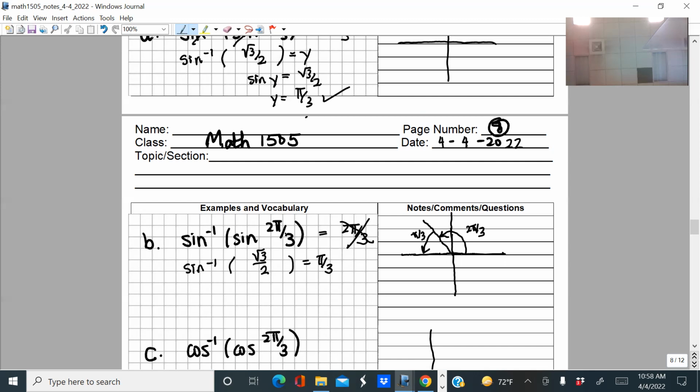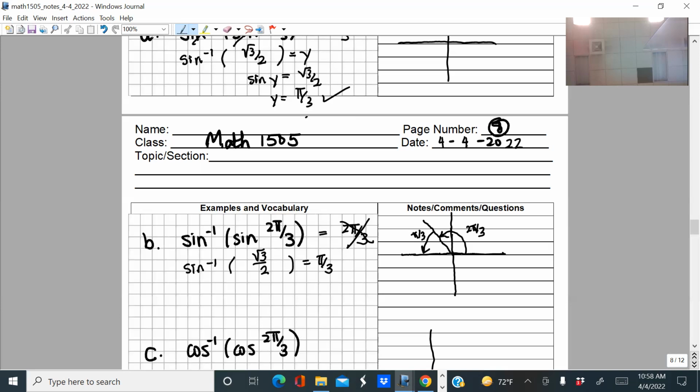By the way, right from the beginning we could have known that this could not come out to be 2 pi over 3. Because remember, the range of the inverse sine function is, when you apply the inverse sine function, you have to get an angle between what? Minus pi over 2 and pi over 2, right? So you could not have gotten 2 pi over 3. That's too big, all right?